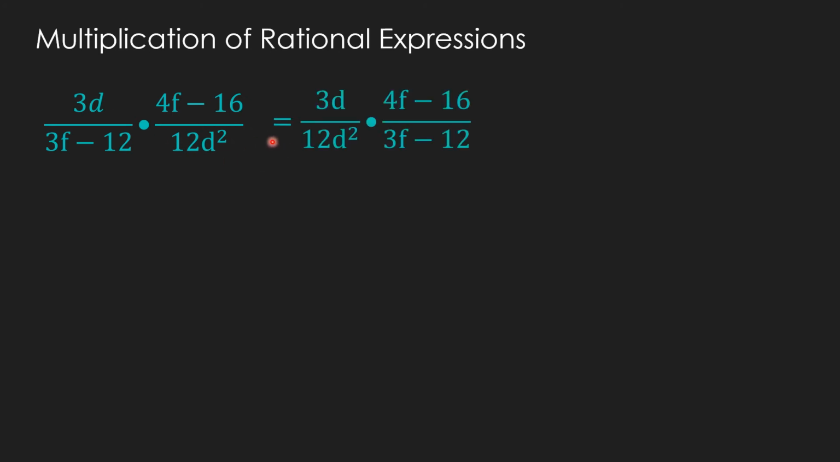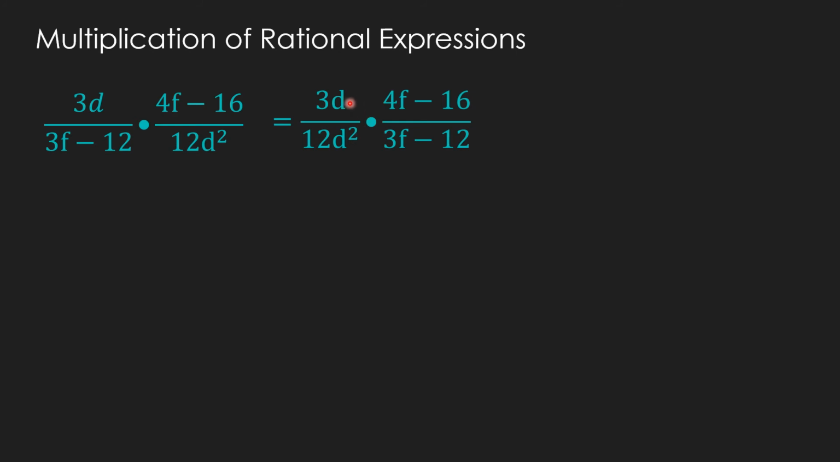Now, the first thing I did here is I regrouped them, I rearranged them. If you can see, 3d is partnered with 12d squared, and 4f minus 16 is partnered with 3f minus 12. Now, this is allowed, class, learners, as long as they don't change position. If it is in the denominator, it stays in the denominator, and if it is in the numerator, it stays in the numerator. But you can rearrange those in the numerator, and also rearrange those in the denominator.